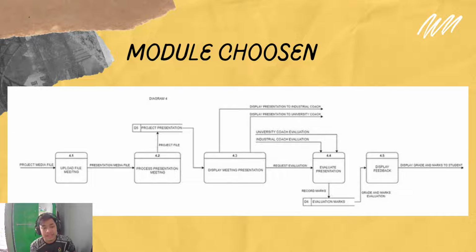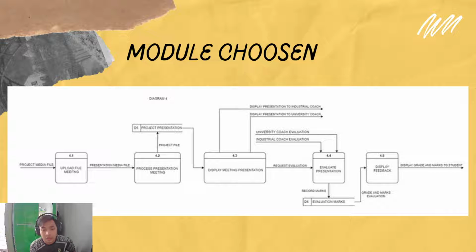We will create an interface that has an upload button that the student can use to upload the file into the system. Then the file will be processed by our system and stored in the database, which we call D5, the project presentation. Then from D5, we will show the presentation or demonstration to the coach interface. This is for child process 4.3.